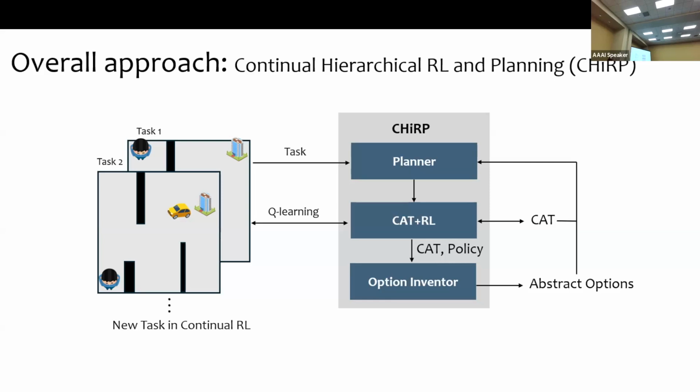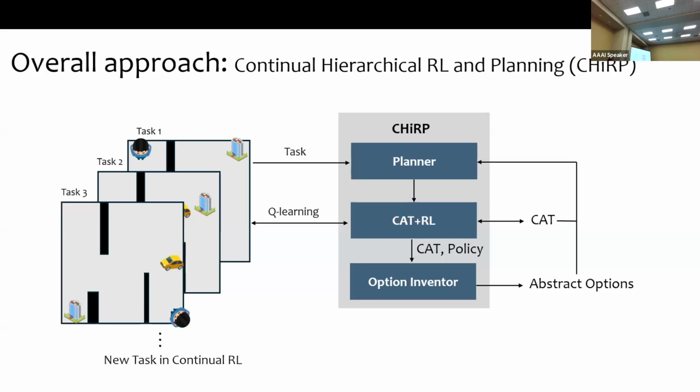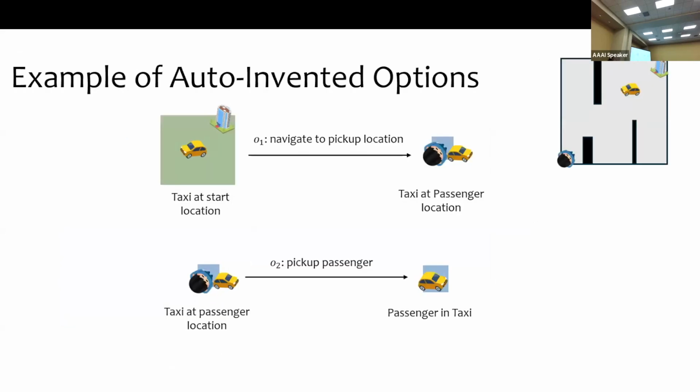For each of the options in the plan, we can fine tune the abstractions and the policy for the option if needed. So we continue this process as the new tasks keep coming. That's the overall idea of combining planning with learning.